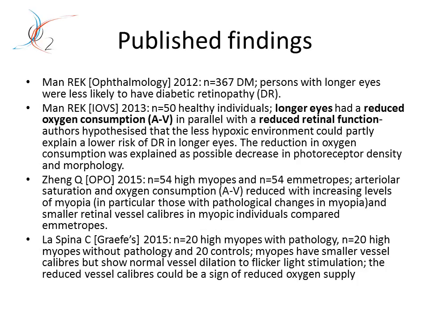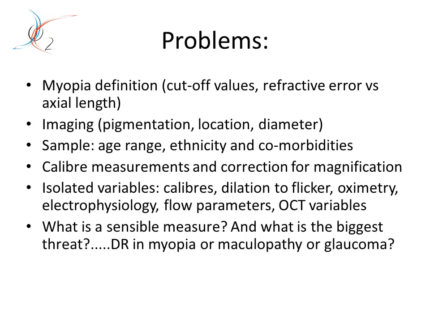There's also another study which looked at high myopes, or myopes with pathology and without pathology, but they measured vessel calibers and reactivity to flicker light. They found that there wasn't a change in the reactivity, so in the dilation to flicker light exposure, in myopes with or without pathology compared to controls, but the vessel calibers were a lot smaller, which isn't a new finding, as we know from previous publications.